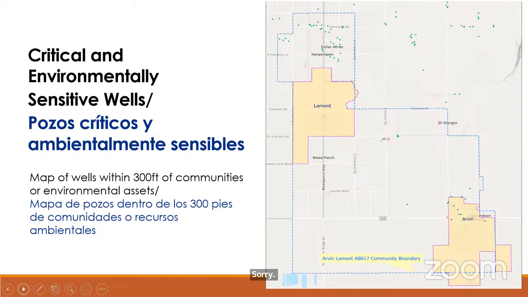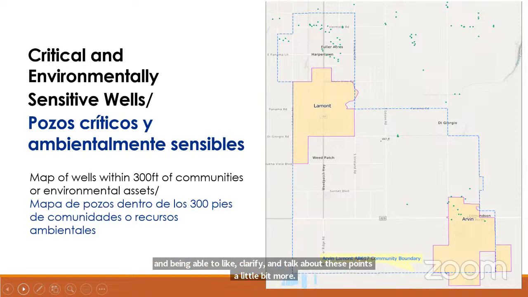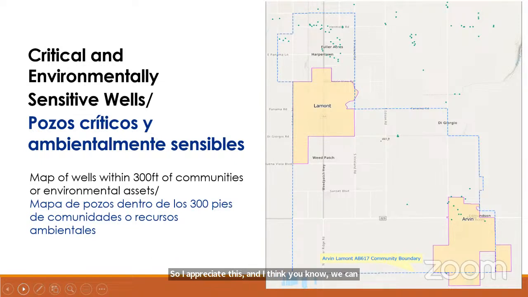Yeah, thank you for this. I think this is super helpful, and I have an infinite amount of questions. So I am definitely looking forward to the subcommittee and being able to clarify and talk about these points a little bit more. So I appreciate this, and I think we can definitely help prioritize these wells within the setback zone. I'm not sure if this was mentioned or not, but this methane task force is totally separate from 617. So the 617 money isn't going to be used on your prioritization or focus on well abandonment, right?